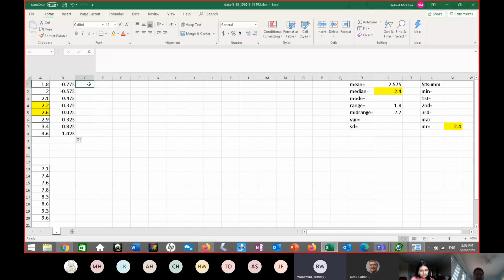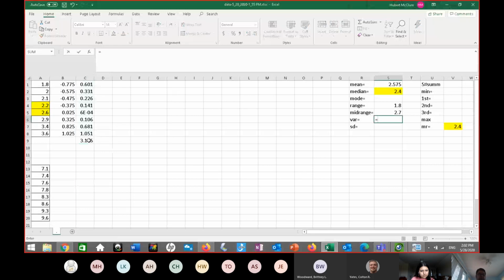And then equals this raised to the 2nd power, and copy that down. Do a summation. And that is the numerator for the variance, divided by 7. And raise that to the 1/2 power or 0.5 power. And there's that.